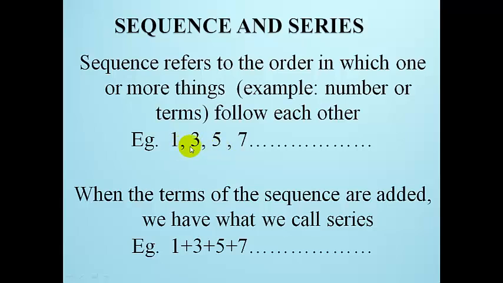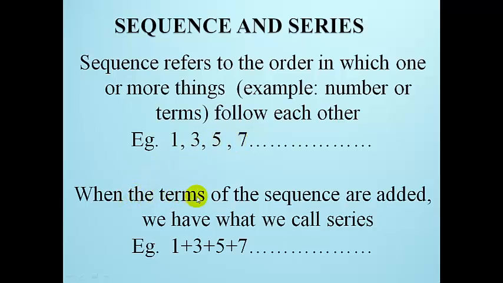We have 1, 3, 5, 7, etc. The first term is 1. The second term of the sequence is 3. The third term is 5, and the fourth term is 7. So this is an example of a sequence.